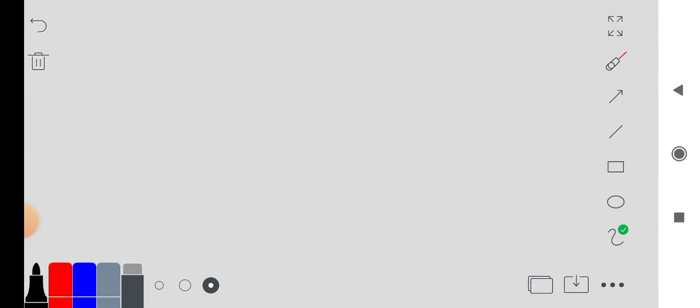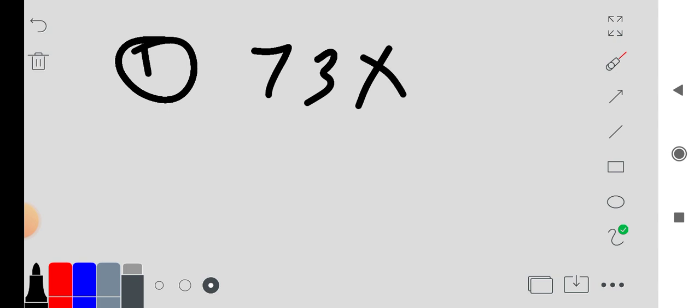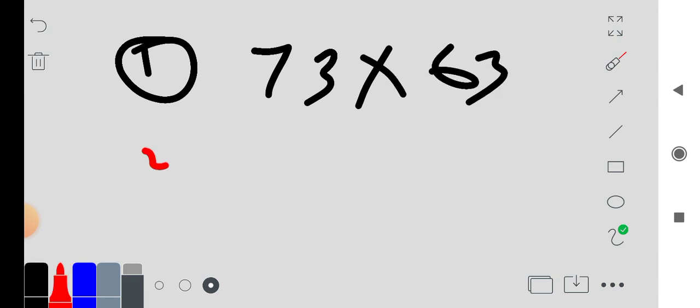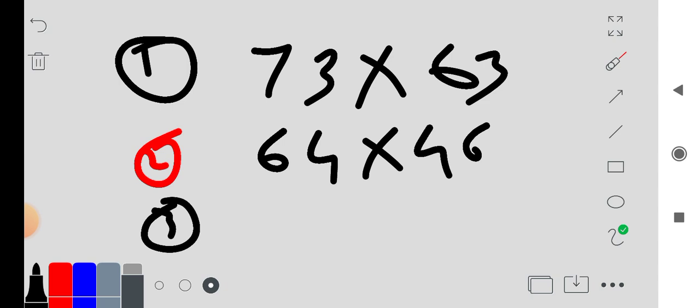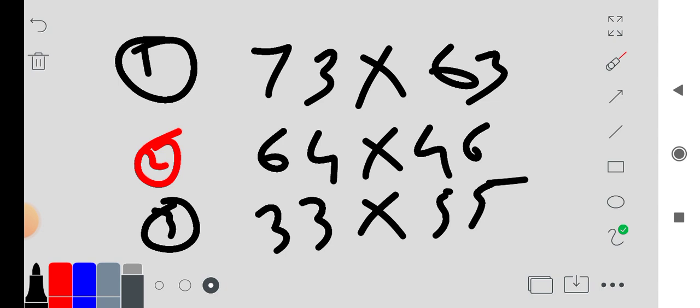So now friends, you practice more and more, and you can multiply any 2-digit number by 2-digit number orally. So take this as the practice example. 73 into 63, 64 into 46, 33 into 55, and write down it in comment.